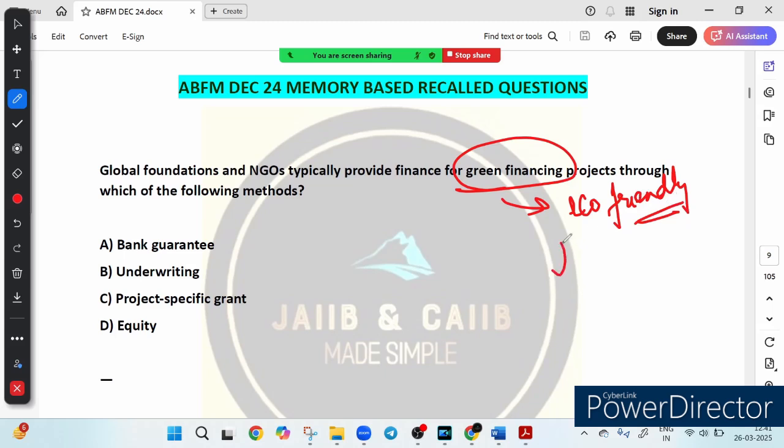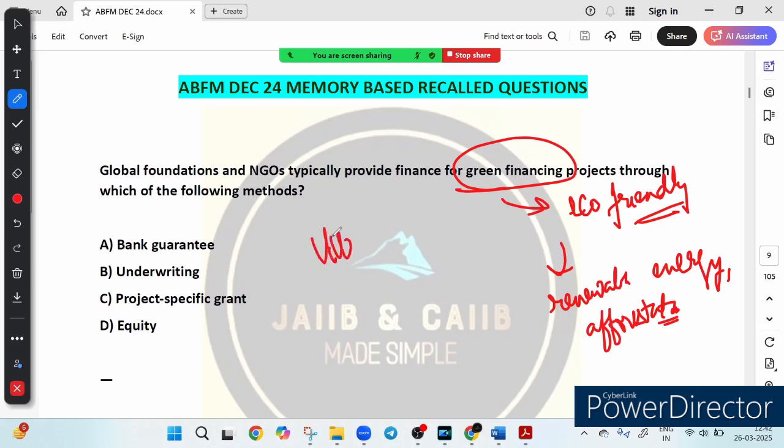Some examples of eco-friendly projects I can give you are renewable energy, afforestation, and climate change solutions. For example, imagine an NGO wants to help a village install solar panels to generate electricity. They need money, they need green financing, and green financing provides them with the funds to execute the project. So let's analyze the options.